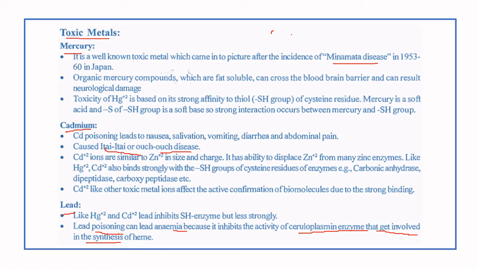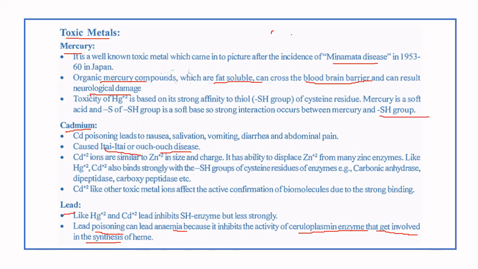Okay, moving to mercury. Minamata disease, the main cause is mercury. Organic mercury compounds, which are fat soluble, can cross the blood-brain barrier and can result in neurological damage. Toxicity of mercury is based on its strong affinity to the thiol of cysteine residues. Same thing everywhere. Mercury is a soft acid and the thiol group is a soft base, so strong interaction occurs between mercury and the thiol group.